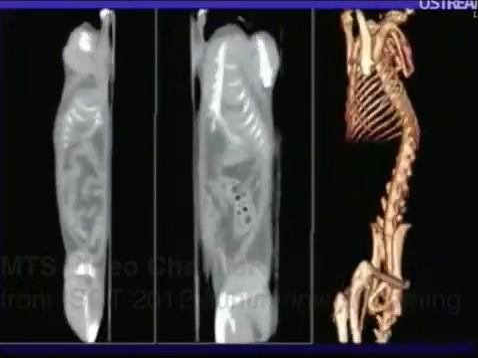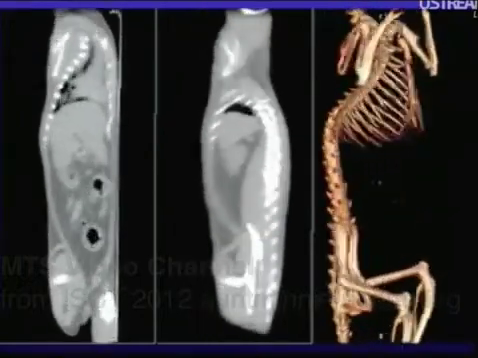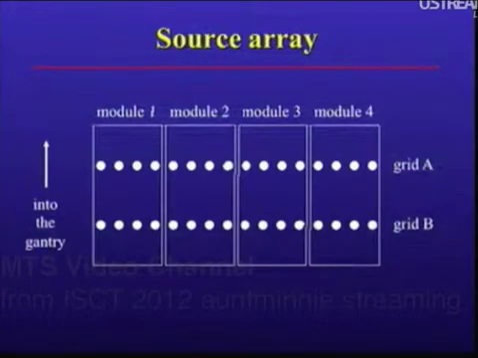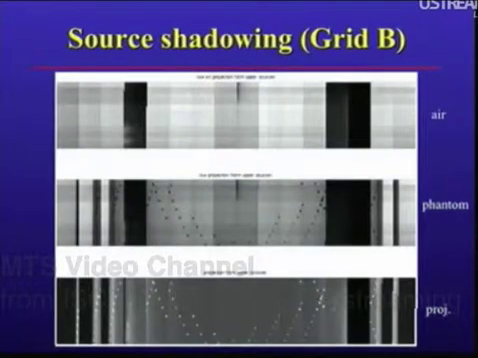As is often done, you can take that and look at the bones in a 3D rendering approach. The 32 source data that I'll show you is of this BB phantom. It's the shell of a cylinder with a bunch of steel BBs on it. Looking down into the source array, as I mentioned, it's 32 sources arrayed as 2 rows of 16. You see the 4 modules there, and each one has 2 rows that are labeled here as grid A and grid B.